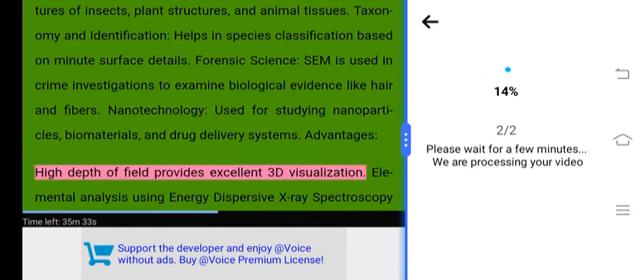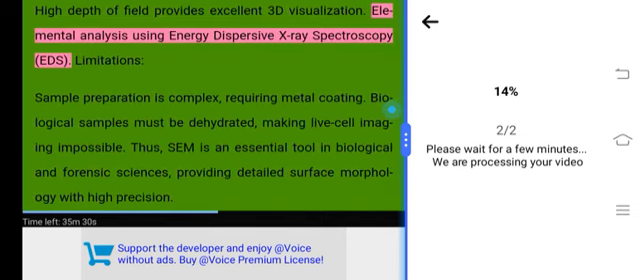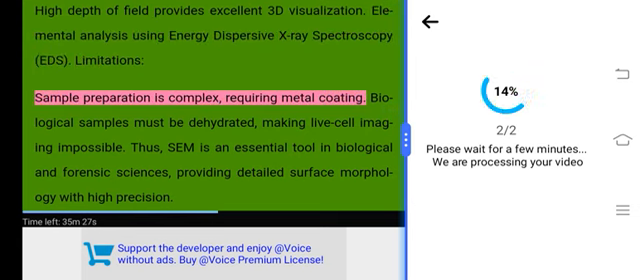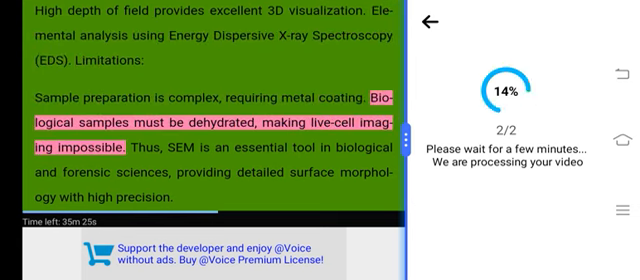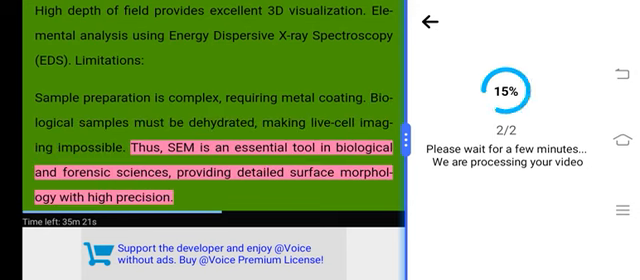Advantages. High depth of field provides excellent 3D visualization. Elemental analysis using energy dispersive X-ray spectroscopy, EDS. Limitations. Sample preparation is complex, requiring metal coating. Biological samples must be dehydrated, making live cell imaging impossible. Thus, SEM is an essential tool in biological and forensic sciences, providing detailed surface morphology with high precision.